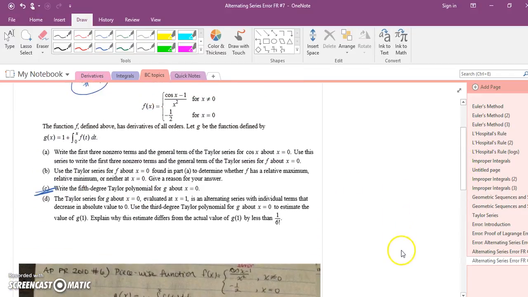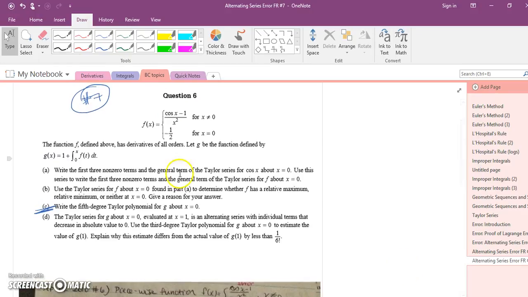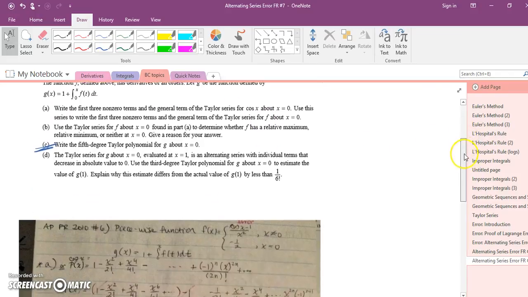I think the tricky part about part A here is there's a piecewise function, and that kind of throws people off a little bit. We hadn't done a piecewise series before. So for part A, you were writing the first 3 non-zero terms for f. Now be careful, there are 2 functions going on here, f and g. Part A was all f.